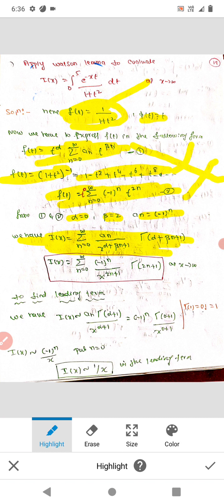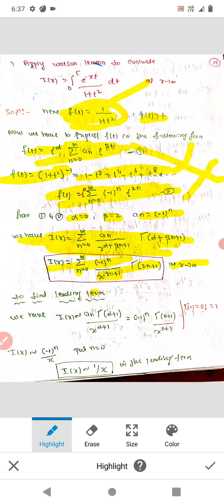Substitute all the values. We get I of x equals summation n equals 0 to infinity, a n is minus 1 to the power n. So alpha is 0, beta is equal to 2. So x to the power 2n plus 1 and gamma of 2n plus 1, as x tends to infinity.